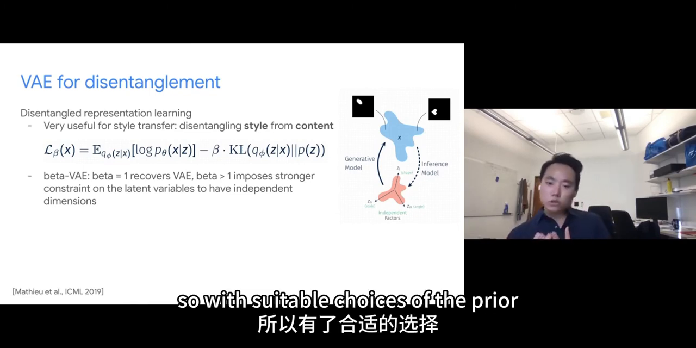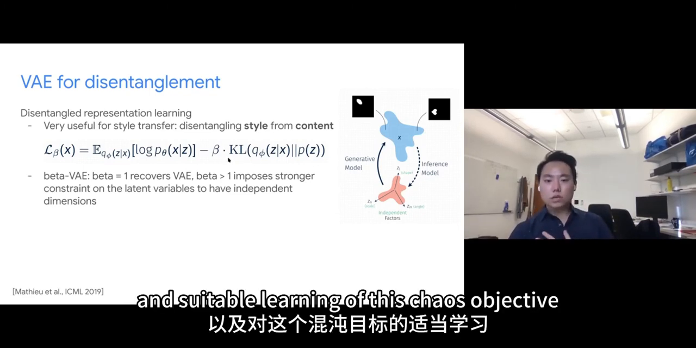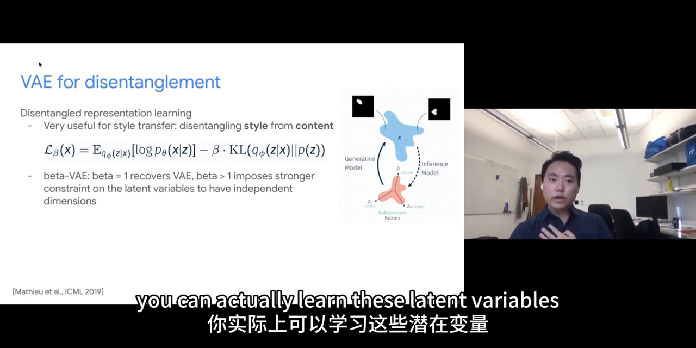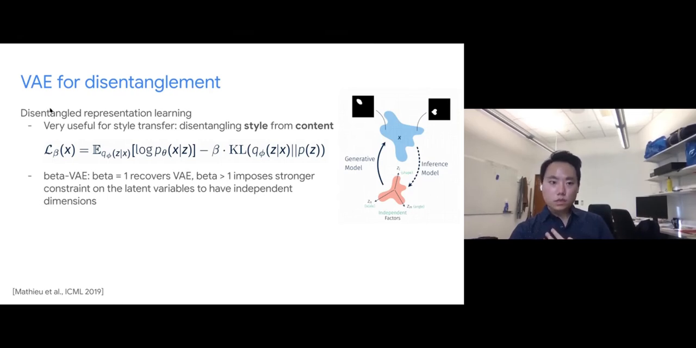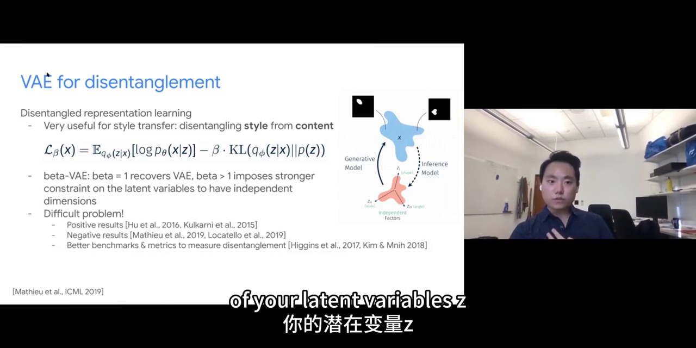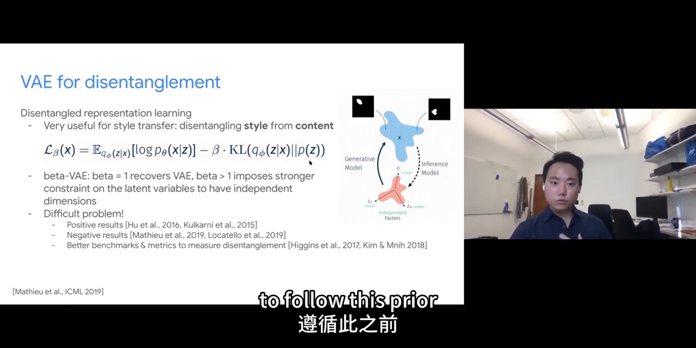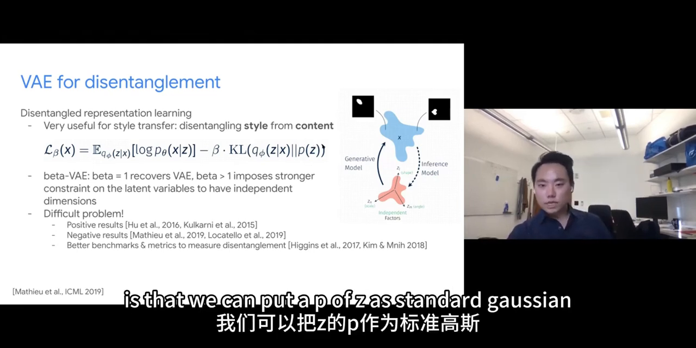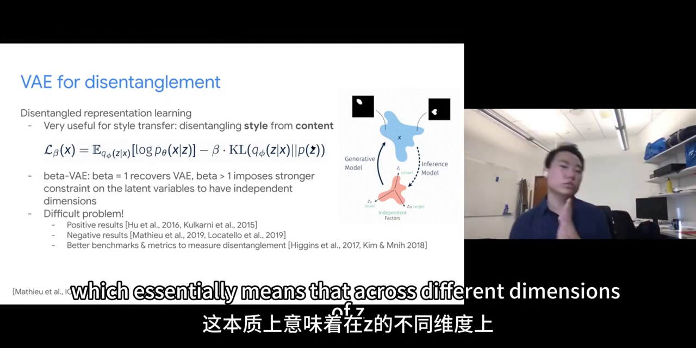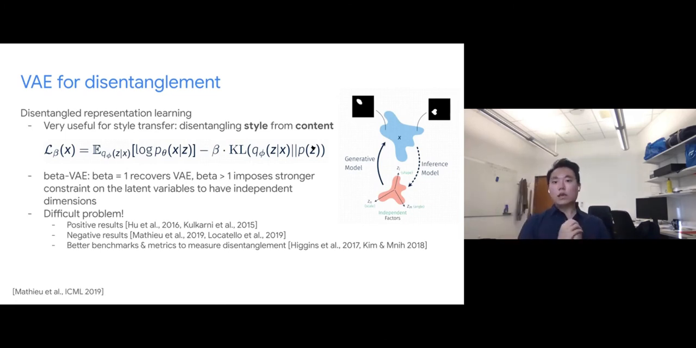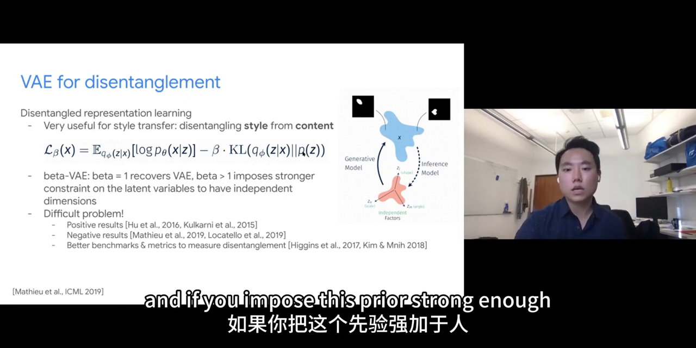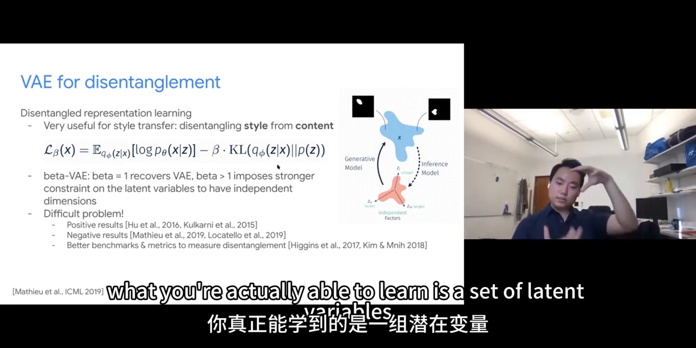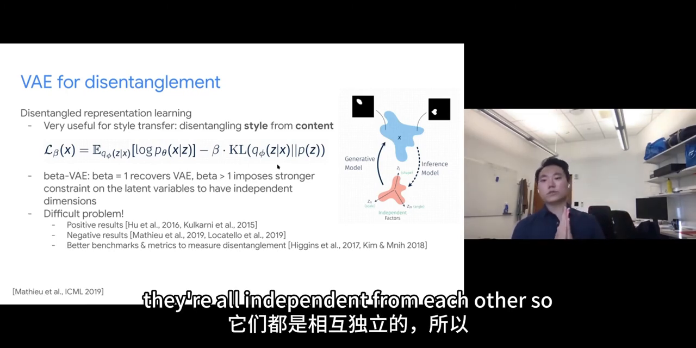So with suitable choices of the prior and suitable learning of this KL objective, you can actually learn this distribution of your latent variables Z to follow this prior. So usually what people do is that we can put a P of Z as a standard isotropic Gaussian, which essentially means that across different dimensions of Z, there are no correlations. And if you impose this prior strongly enough, what you're actually able to learn is a set of latent variables that are all independent from each other.